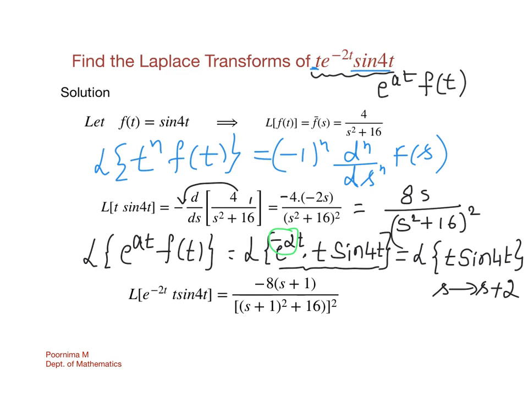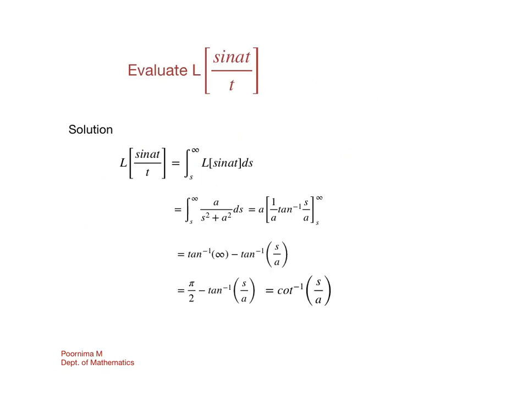Therefore, we already have the Laplace transform of t sine 4t. In that result, we are going to shift s to s plus 2. So it becomes 8 into s plus 2 divided by s plus 2 whole square plus 16 whole square. This is the result of the Laplace transform of t e power minus 2t sine 4t. So till now we have discussed shifting property and multiplication by t property problems.